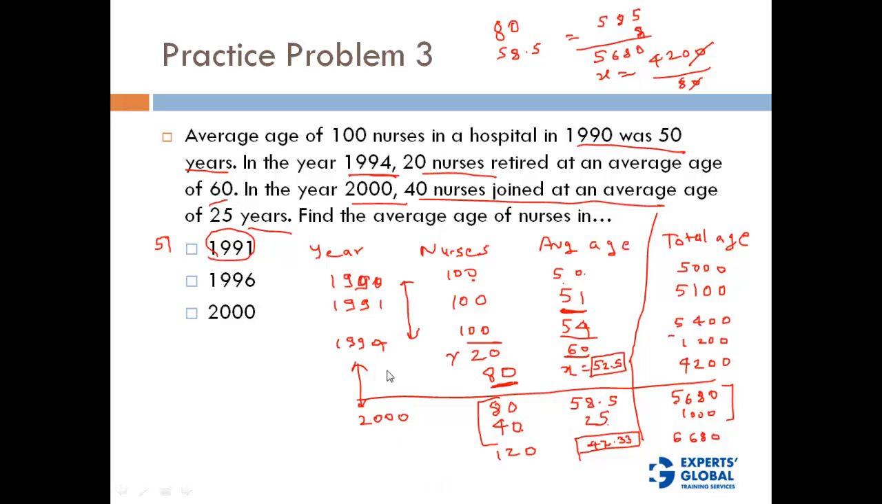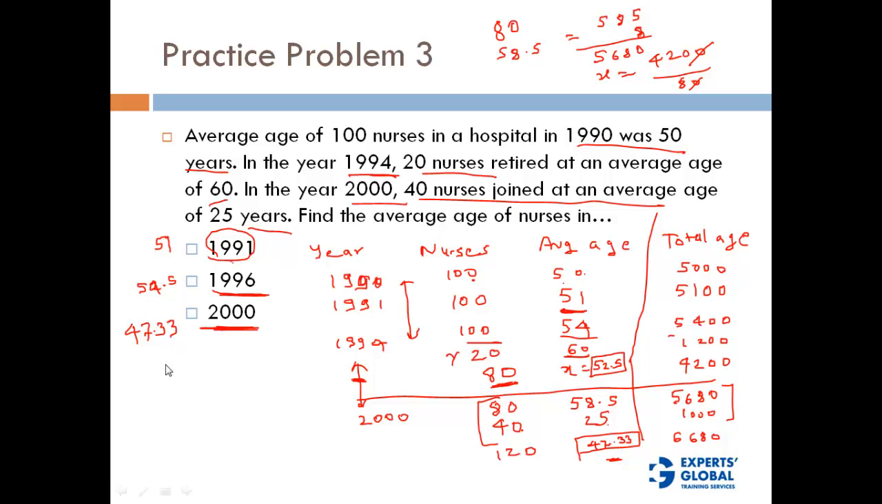Okay, now we have all the data. 1991, what was the age? The age was 51. We have already seen that. 1996, what was the age? 1996 is somewhere here, right? And the 1996 average age is going to be the 1994 average age plus 2 years. So 1996 average age is going to be 52.5 plus 2, which is 54.5. At the end of 2000, what is going to be the average age? Like we saw here, it is going to be 47.33.